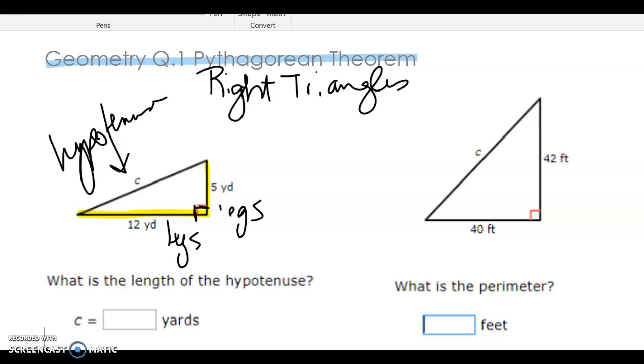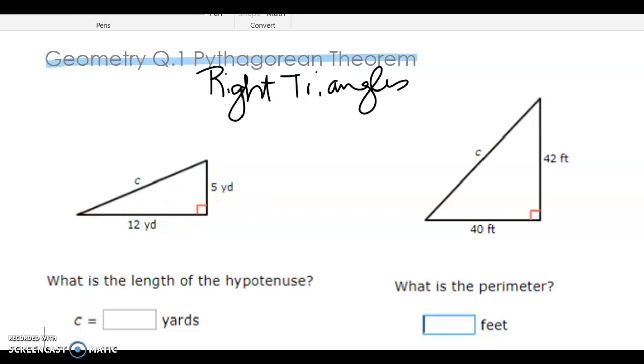If you have a right triangle and you know two of the sides, no matter if it's two legs or a leg and a hypotenuse, then you can use the Pythagorean theorem to find the missing side. The Pythagorean theorem is a squared plus b squared equals c squared. The Pythagorean theorem is used a lot in construction and other programs that you need to use.